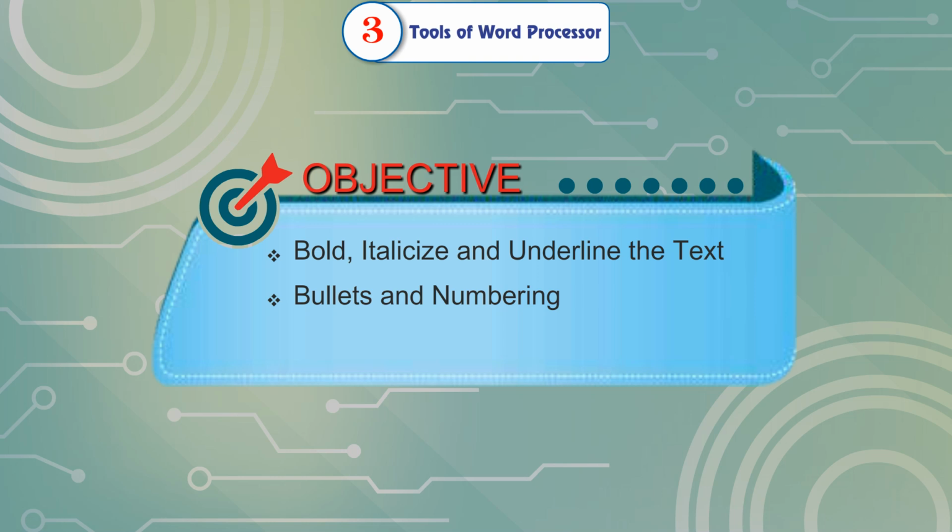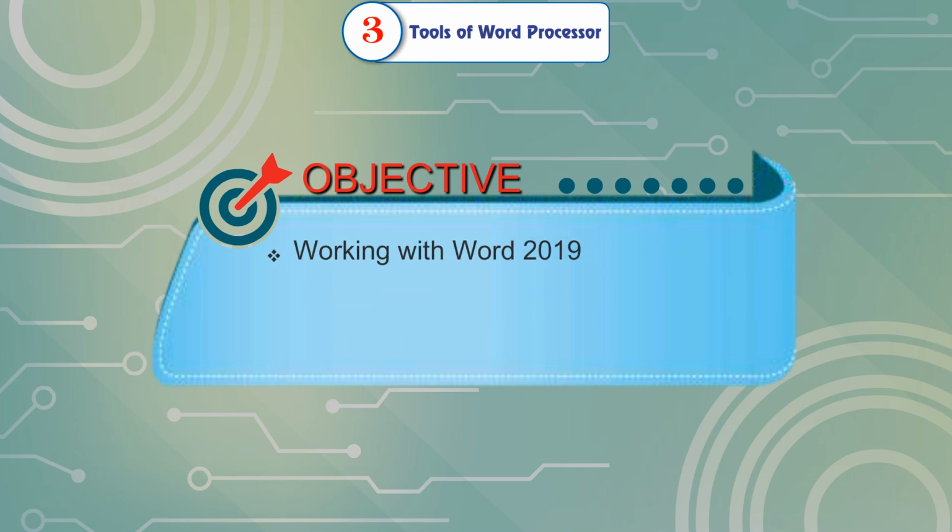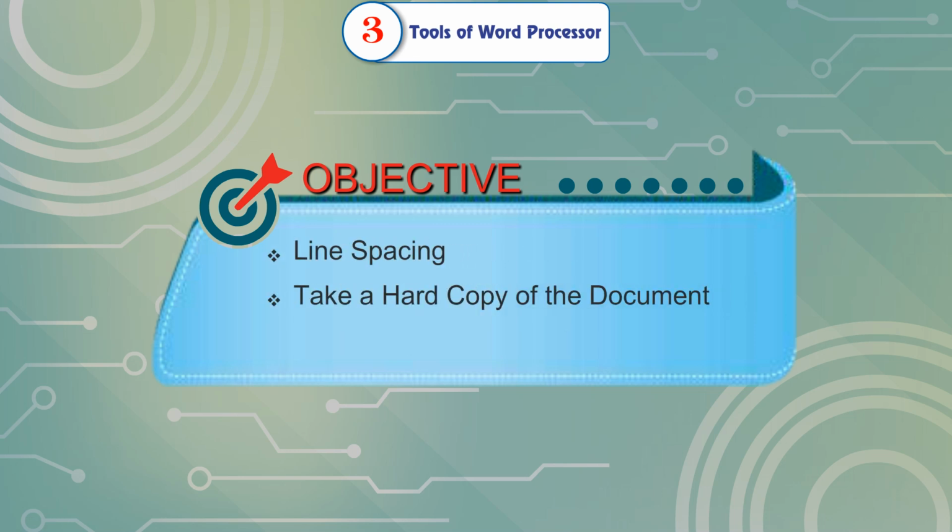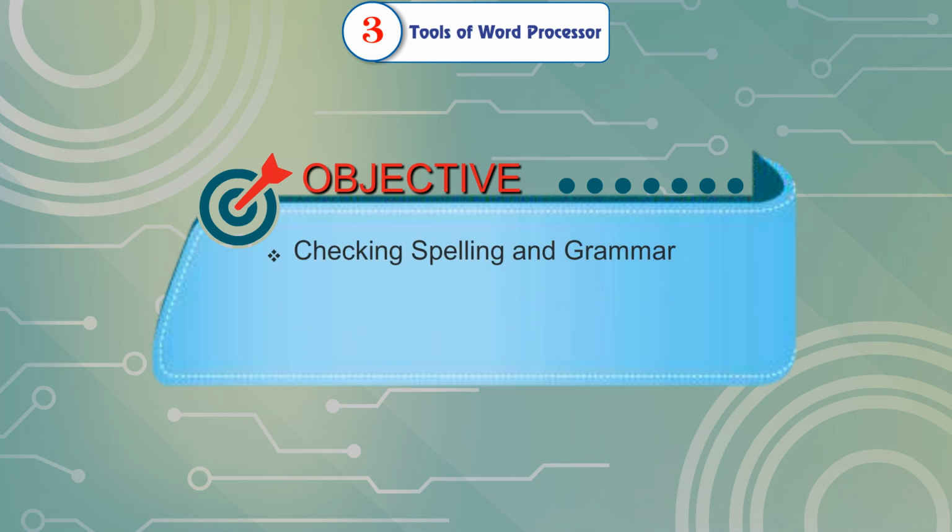Bullets and numbering. Preview a document. Working with Word 2019. Undo and redo. Formatting a document. Line spacing. Take a hard copy of the document. Entering text in a document. Checking spelling and grammar. Fonts. Aligning the text. Paragraph spacing.